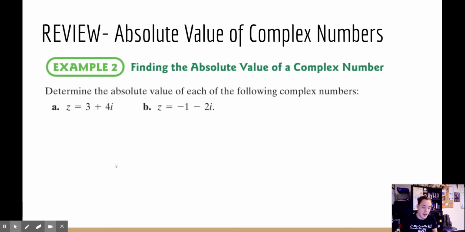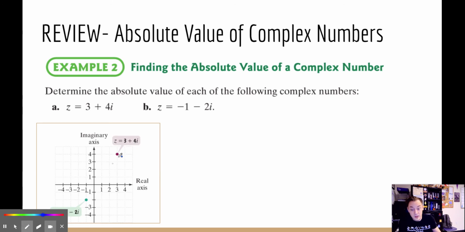Let's find the absolute value of these two examples, A and B. If I wanted to find the absolute value of A, these are where they are, by the way. I'm just trying to find the absolute value of A, but I would have to make my triangle here. This is a triangle, right? So this distance is 3, this distance is 4, and I want to find that.